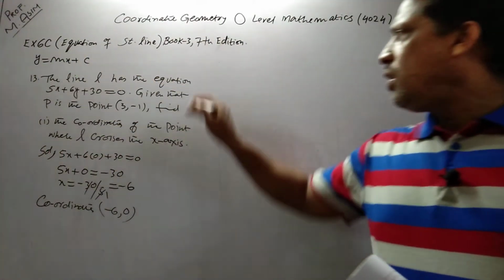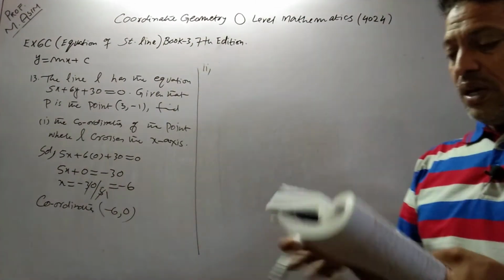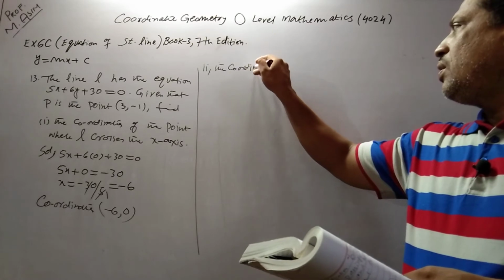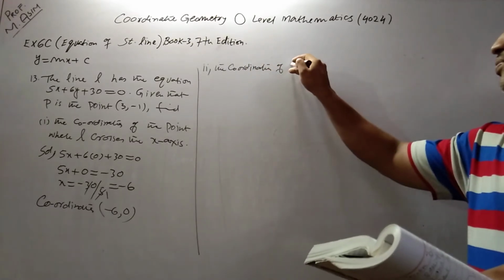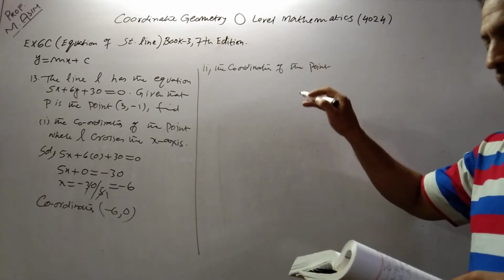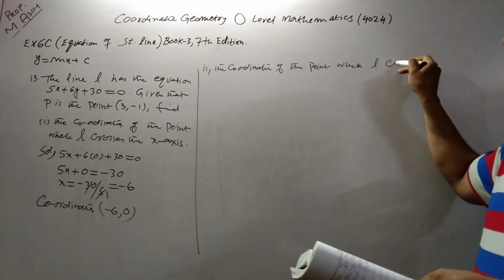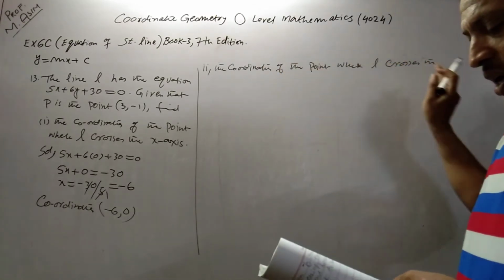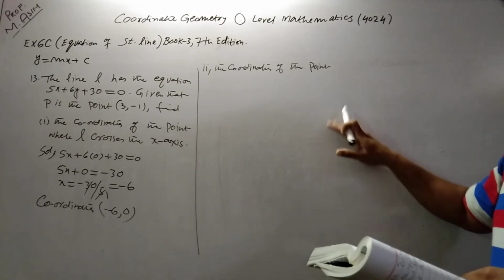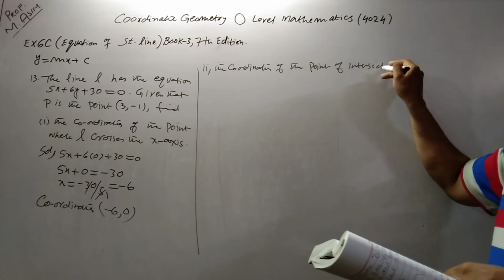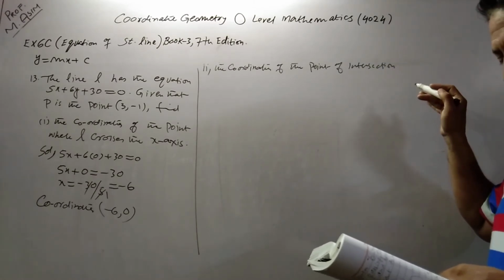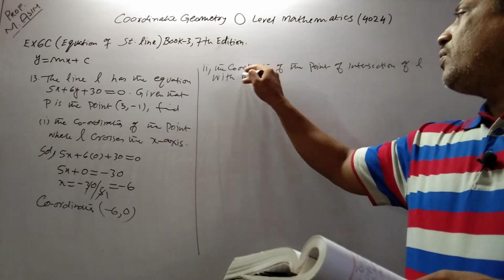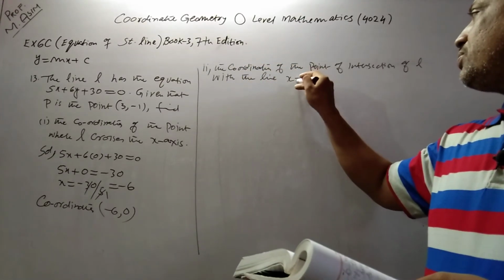Part 2. What is part 2? The coordinates of the point of intersection of L with the line x is equal to 2.